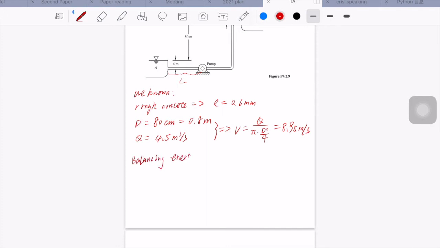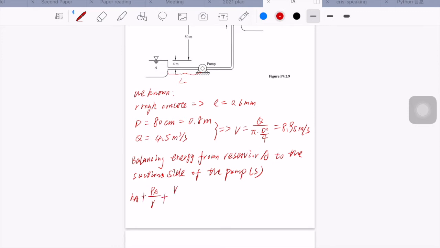And now we're balancing the energy from reservoir A to the suction side of the pump. So the energy equation is HA plus PA divided by gamma plus VA squared divided by 2G equals HS plus PS divided by gamma plus VS squared divided by 2G plus the head loss.